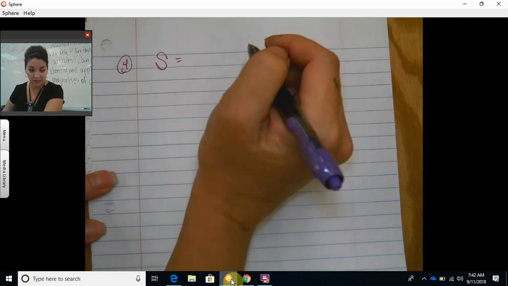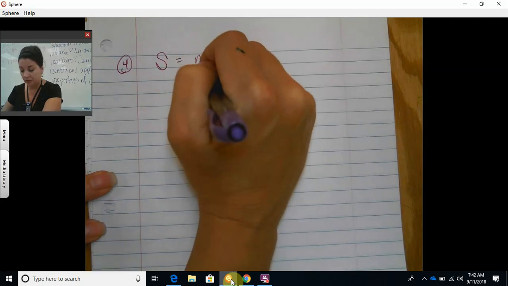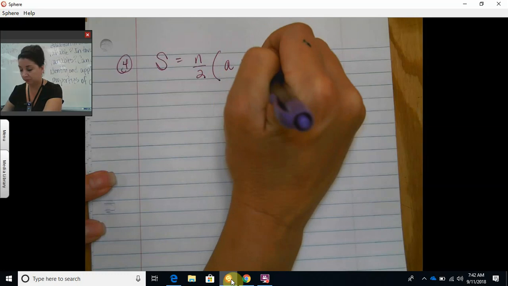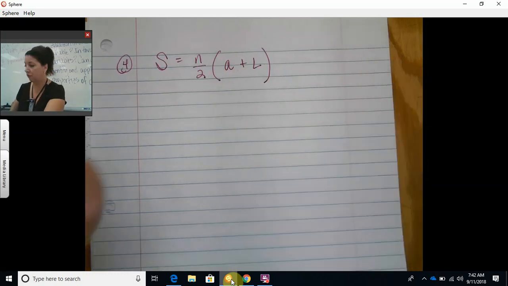We have S equals, make sure S looks like an S and not a 5, N divided by 2 times the quantity of A plus L. And we want to rearrange the formula to solve for L.